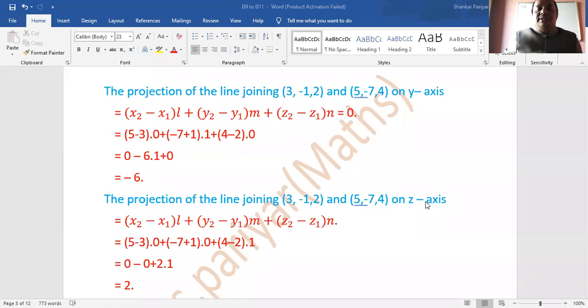So the projection of the line joining the points 3, minus 1, 2, and 5, minus 7, 4 on the z-axis is equal to (x2 minus x1) into L plus (y2 minus y1) into M plus (z2 minus z1) into N. According to the first structure, (5 minus 3) into 0, minus 7 plus 1 into 0, (4 minus 2) into 1, then finally you will get 2.